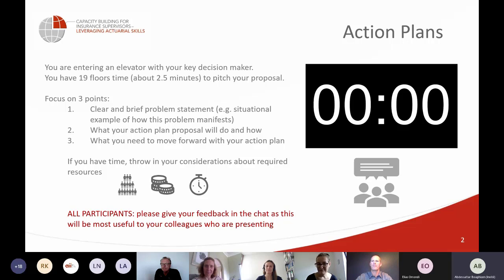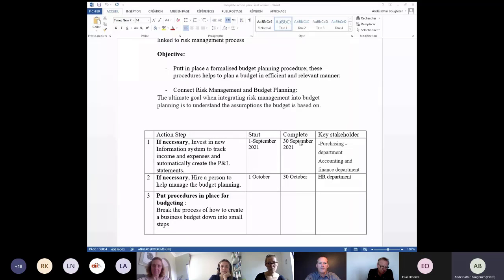I am Abdesattar Bouguizane from Tunisia. I will present my action plan, starting with the statement of the problem. In most insurance companies, the budget planning is informal and not linked to the risk management process. Objective: put in place formalized budget planning procedures. These procedures help to plan a budget in an efficient and relevant manner. And the second objective is to connect risk management and budget planning.